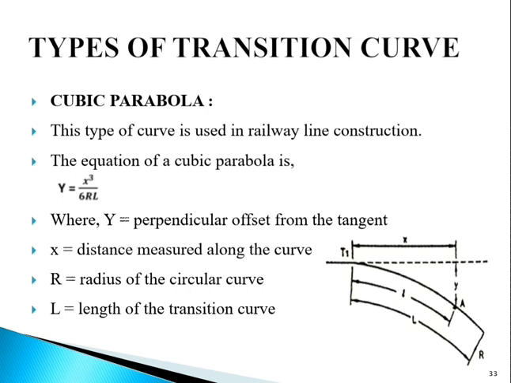Next is cubic parabola. You can see its formation at the bottom. This type of curve is used in railway line construction. The equation of cubic parabola is y is equal to x cube divided by 6RL, where y is the perpendicular offset from the tangent, x is the distance measured along the curve, R is the radius of circular curve, and capital L is the length of transition curve.